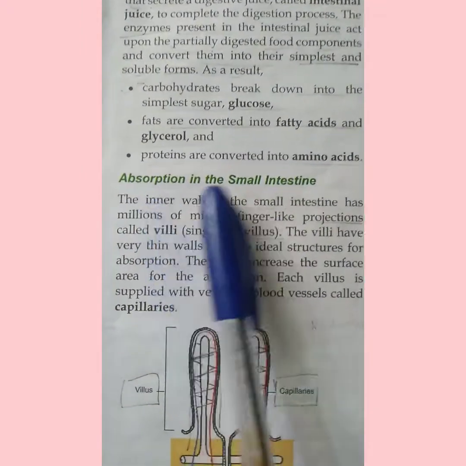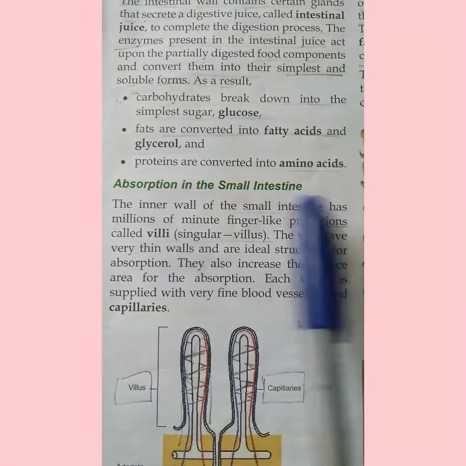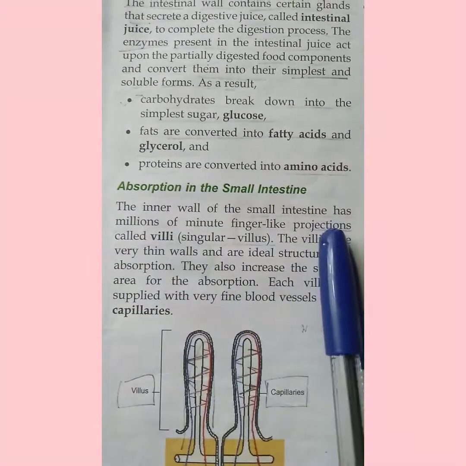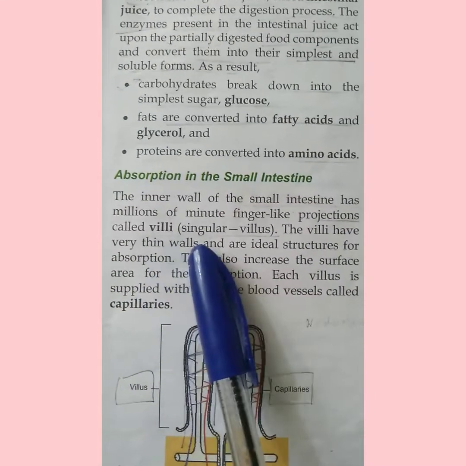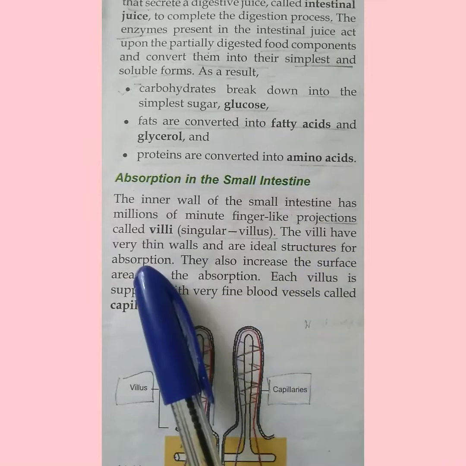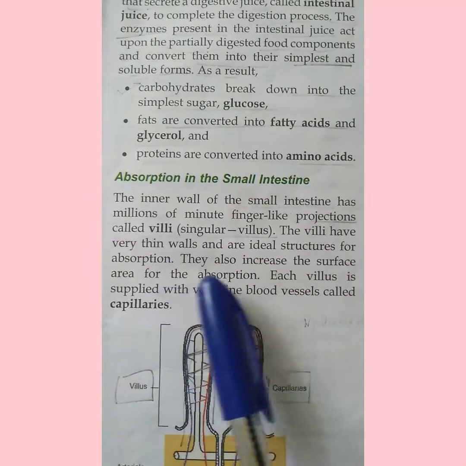Next is absorption in the small intestine. The inner wall of the small intestine has millions of finger-like projections called villi. These villi have very thin walls and are ideal structures for absorption. They also increase the surface area for absorption.